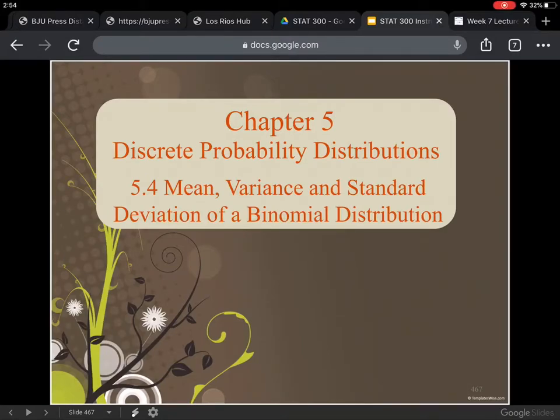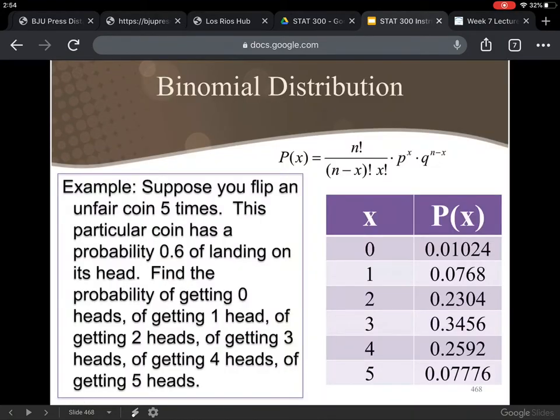Okay, in this section we're going to talk about how to find the mean, the variance and the standard deviation for the binomial distribution. So it's actually a little bit more simple than for any regular probability distribution. If you recall, we had to use a pretty crazy formula for that. In this case, it's going to be more simplified. Let's start out with the example here, though.